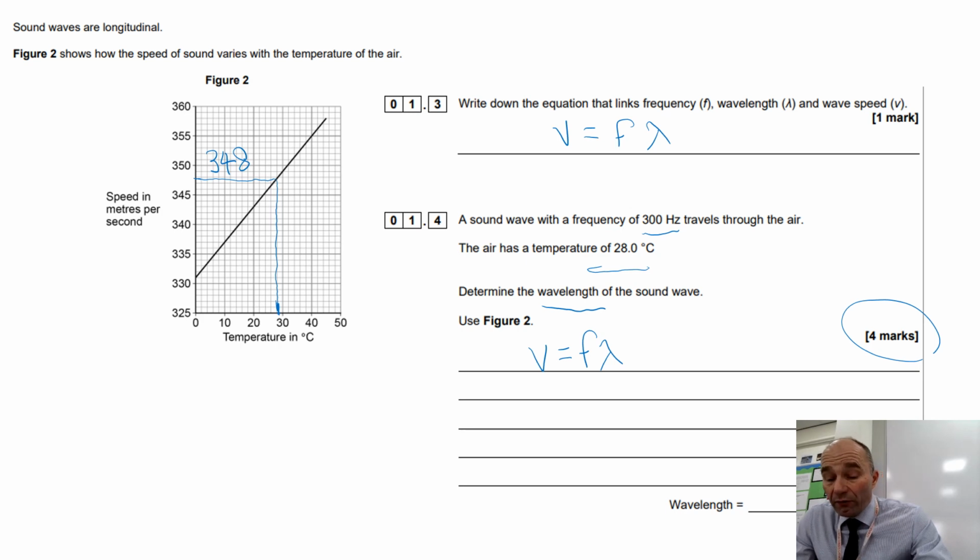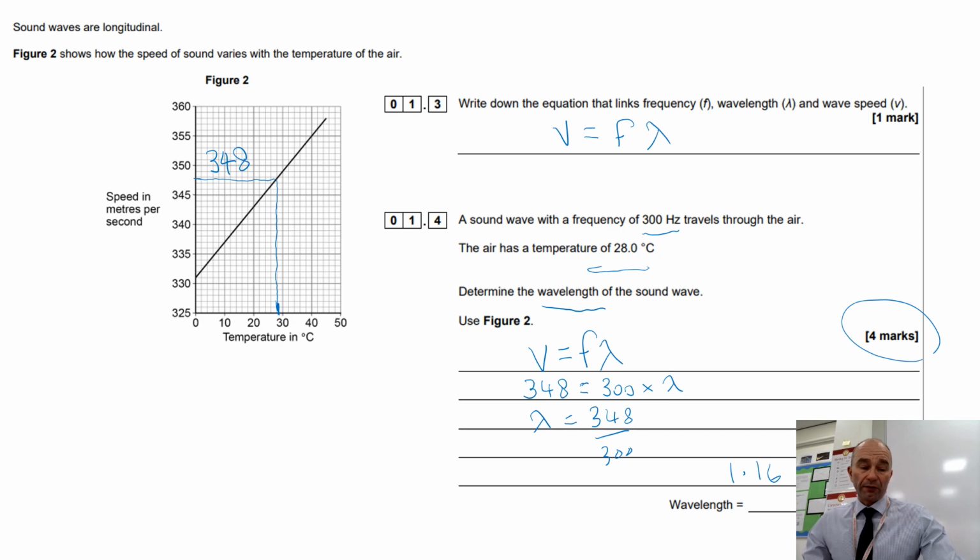So we've got our formula: v, the wave speed, equals frequency multiplied by wavelength. We've got our velocity off the graph, that's 348, equals frequency, told it's 300 hertz, multiplied by our wavelength. We need to get the wavelength by itself, so lambda, the wavelength, equals 348 divided by 300. That is going to give you an answer of 1.16 meters. Well done if you got that part of the question right. Again, it's a nice 4 marks to get. That total question is out of 11, so well done if you got all 11 marks.